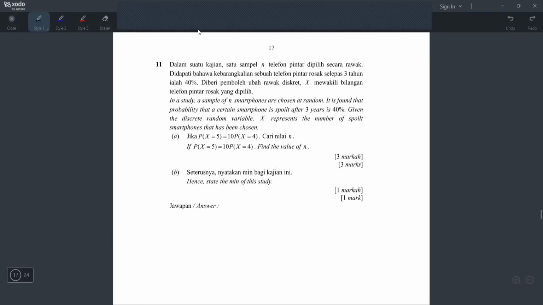Let's go. Number 11. This is probability distribution, but it's a difficult question. It's not as easy as the ones you do normally, right? It's a bit difficult, but it's not that difficult.